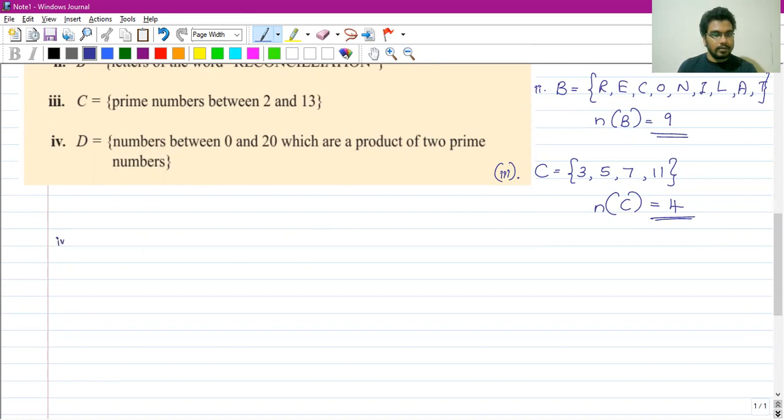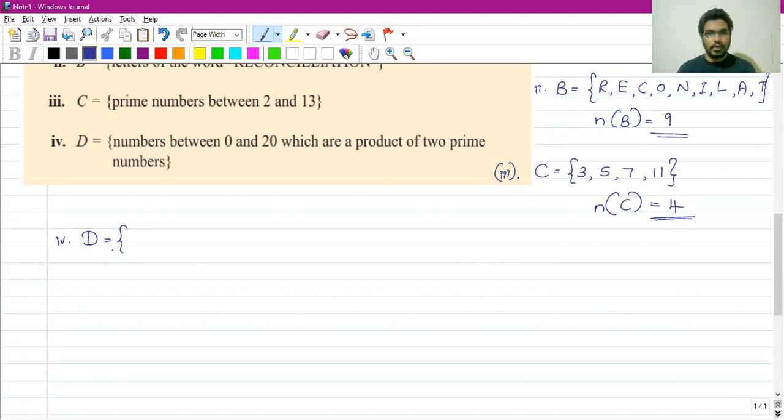Fourth part. D is equal to numbers between 0 and 20 which are a product of two prime numbers. Again, shall we see? Number of numbers between 0 and 20 which are a product of two prime numbers. Yes, so we can say it like this way.